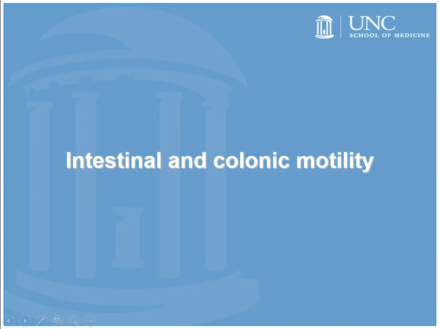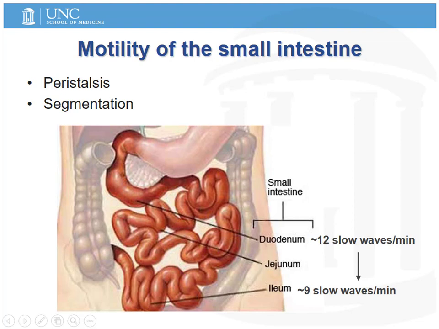Now we'll follow motility through the small and large intestine. The main functions of the small intestine are digestion and absorption of nutrients. So the motility patterns in the small intestine mix the chyme with digestive enzymes and pancreatic secretions, expose the nutrients to the intestinal mucosa for absorption, and propel unabsorbed materials along the small intestine into the large intestine.